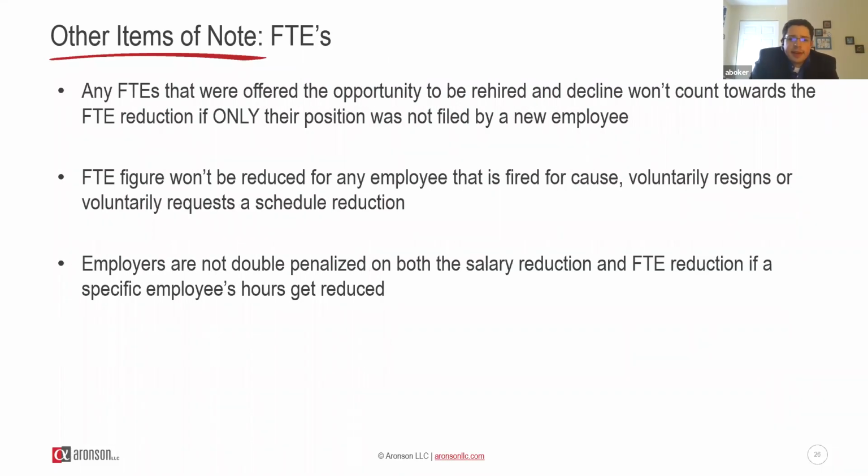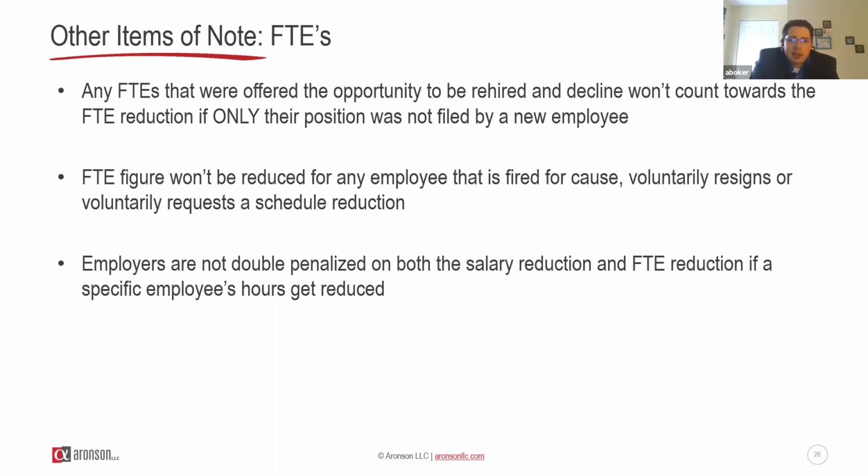On the FTE piece, this is still the same from last time. Any FTEs that are offered the opportunity to be rehired and they decline for whatever reason, you won't get dinged on the FTE reduction, but this is only if you can't fill this position. So if you offer a handful of people their jobs back and they say no thank you, and if you bring somebody back to fill their roles, that doesn't count. That's basically only if you can't fill their spot. And the FTE figure also will not be reduced by any employee that's fired for cause, voluntarily resigns, or voluntarily requests a schedule reduction.